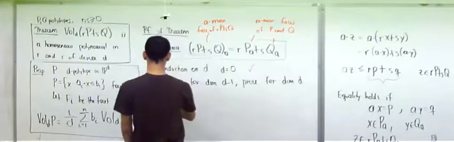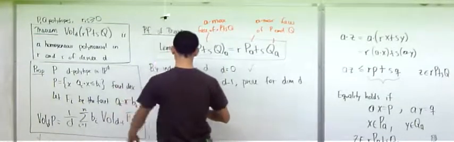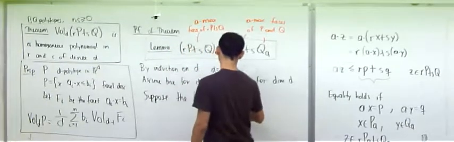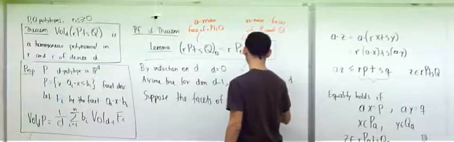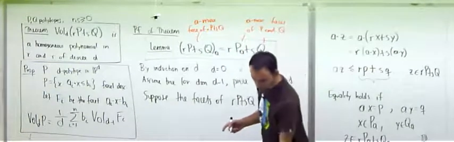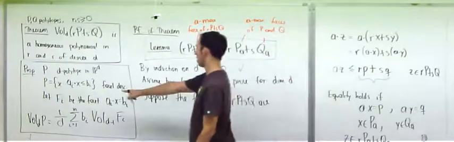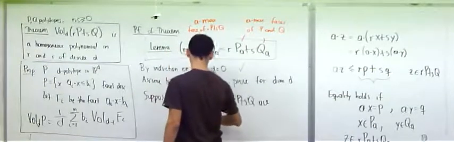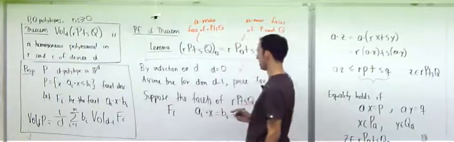Okay, so let's do that. So suppose the facets of rP plus sQ are like I wrote them there. Are F_i where a_i dot x equals b_i.